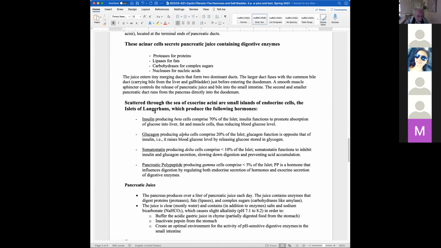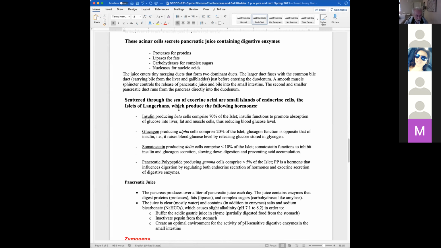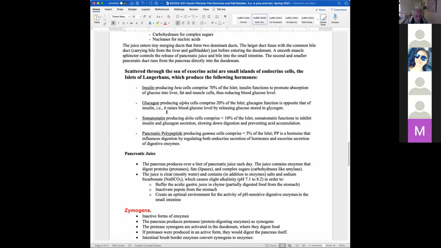So the islets of Langerhans are the endocrine functions, and they produce hormones. You all know about insulin produced by the beta cells. And these are some numbers that you will need to fill out your worksheets. But insulin functions to promote absorption of glucose into cells, and that reduces the blood glucose level. Glucagon does the opposite. It raises blood glucose level by releasing glucose stored in glycogen.